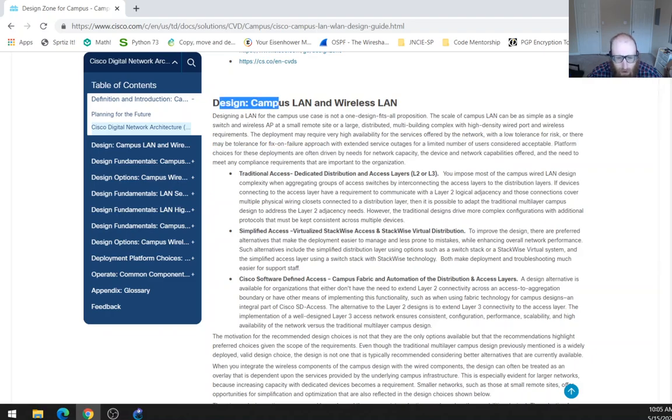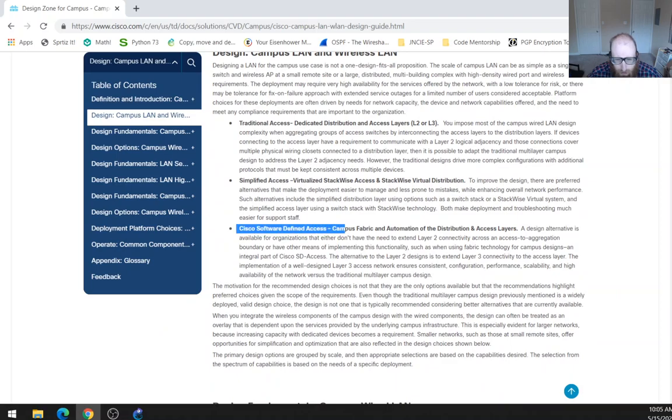you can use for your design is Cisco software defined access, and these are all choices for your access layers, for how the endpoints of your network are going to look like. You can either have traditional access, where it's just layer 2 or layer 3 connectivity between a distribution and an access layer. You're going to have simplified access, where your access switches are stacked together using StackWise or some other stacking technology. Or you can have Cisco software defined access, campus fabric, and automation of the distribution and access layers.